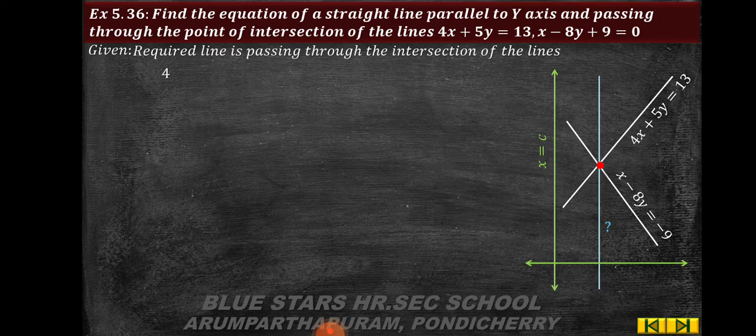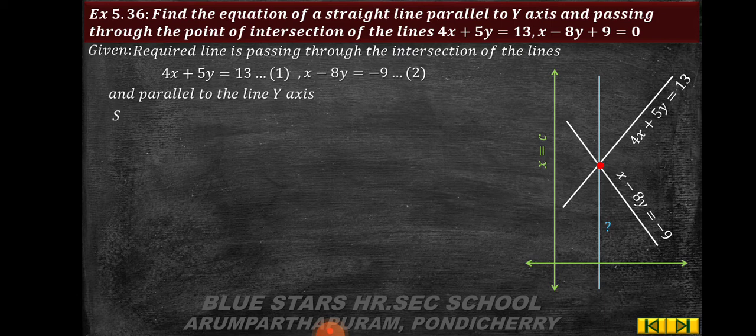So the required line is passing through the intersection of the lines 4x + 5y = 13, which is equation number 1, and x - 8y = -9, which is equation number 2, and is parallel to the y-axis. So, solving equations 1 and 2: the first equation is 4x + 5y = 13, and the second equation should be multiplied by 4 throughout.